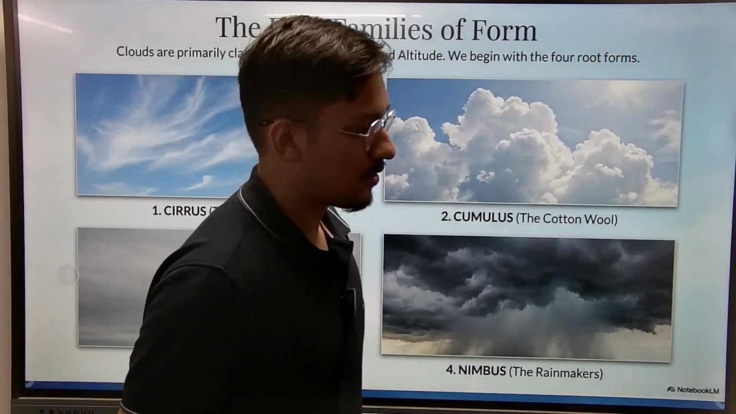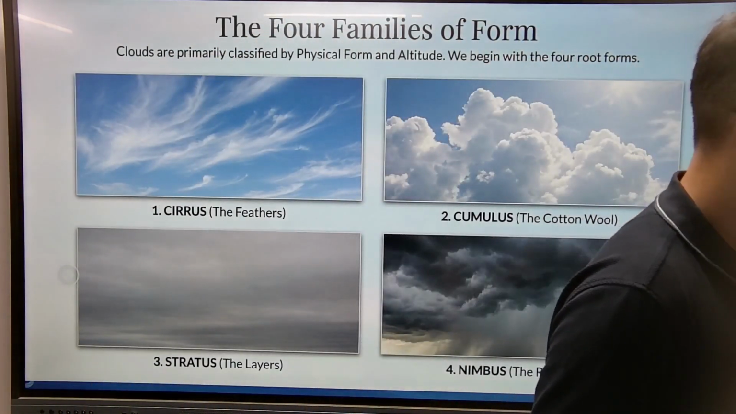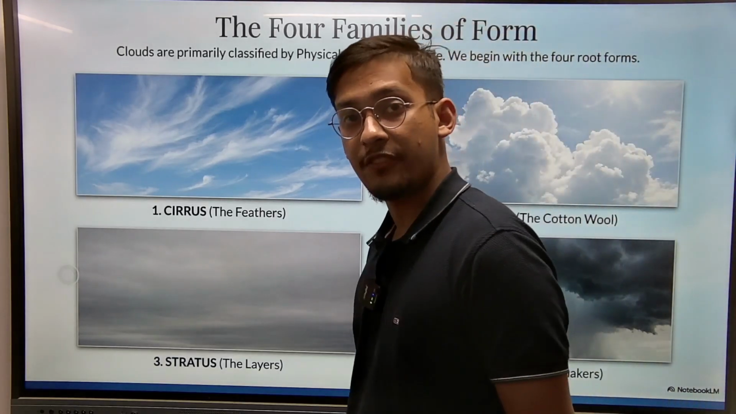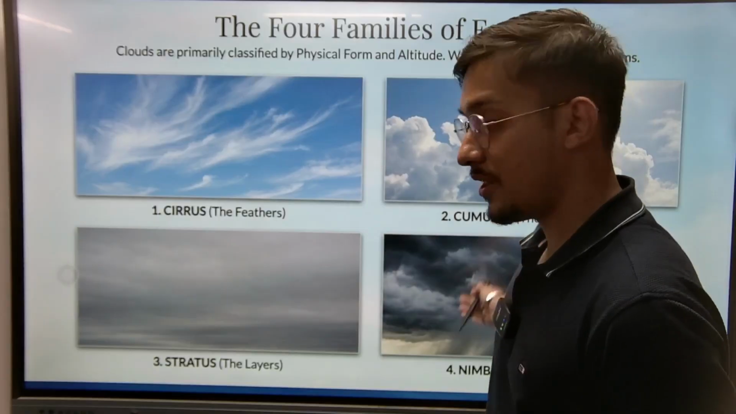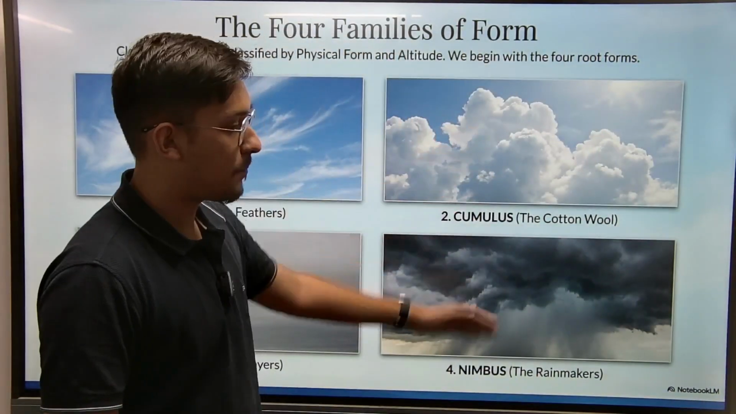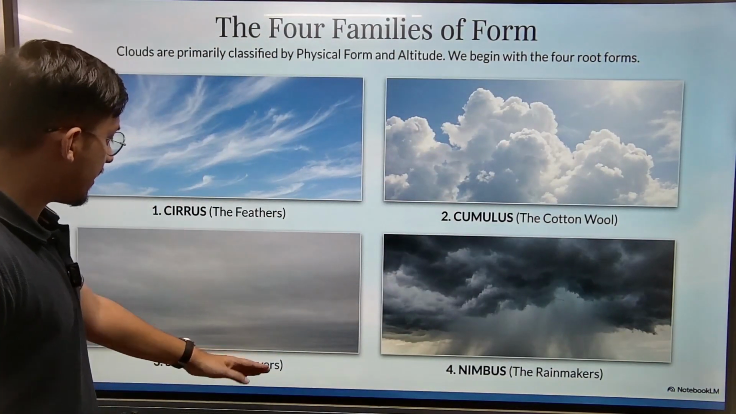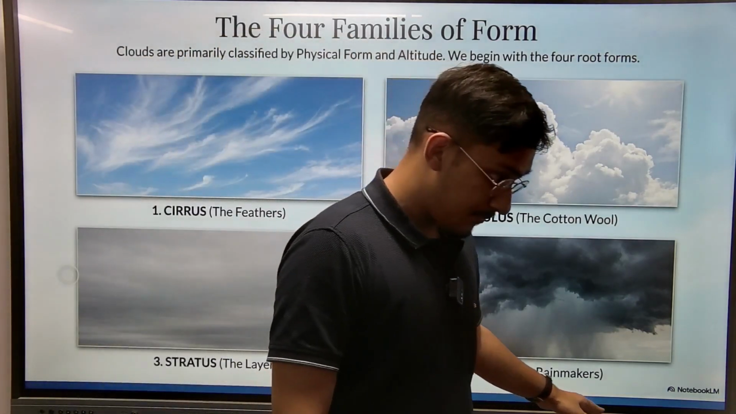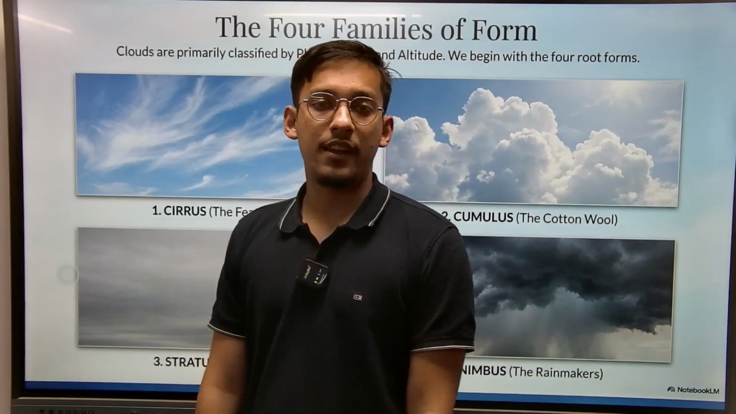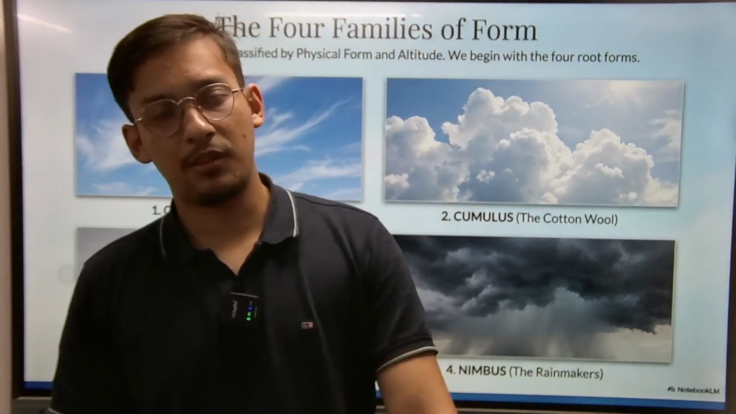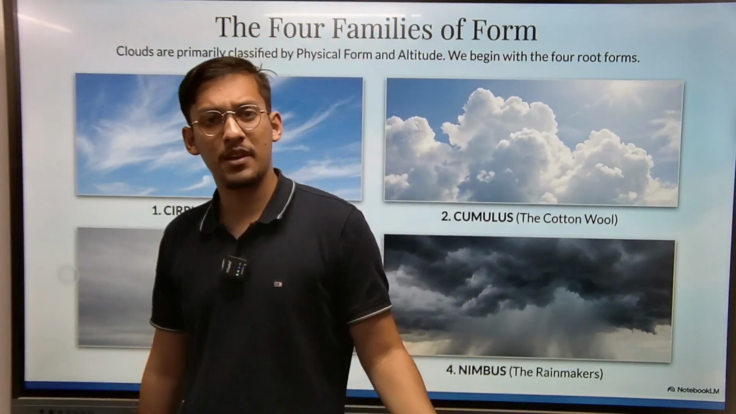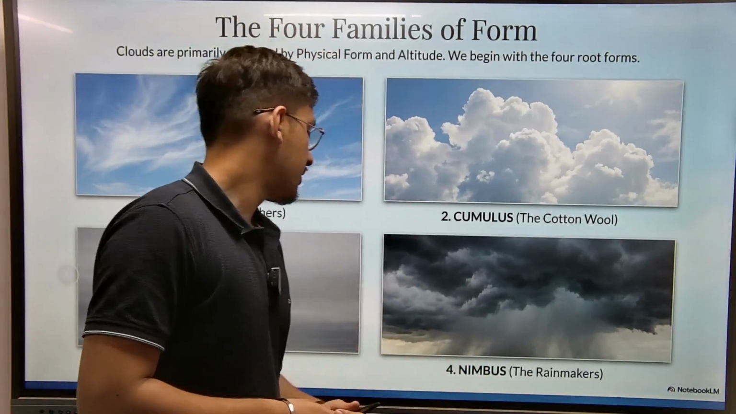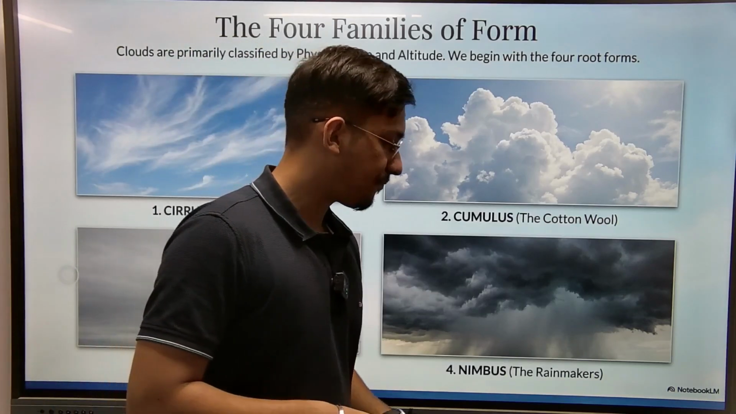Now we come on to forms of clouds. What are the various types and forms of clouds? Firstly, we have cirrus. Cirrus is also known as the feathers. Then we have cumulus, which is known as cotton wool because of its shape. Then we have stratus, which is in layers, different layers of clouds. And finally, we have nimbus, which is the rainmaker. Whenever the name nimbus comes, it will always be associated with rain. It might be altonimbus, stratonimbus, cirronimbus, anywhere. That is something which you have to keep in mind.